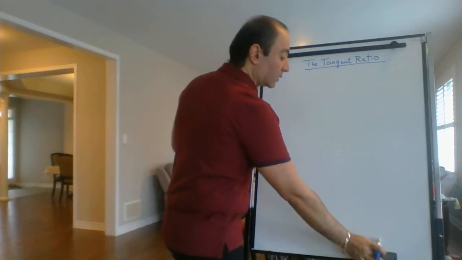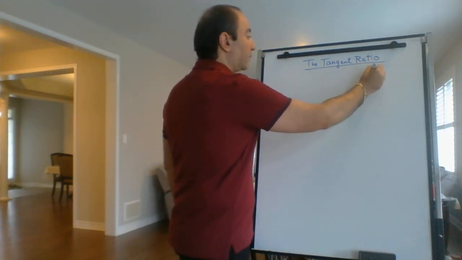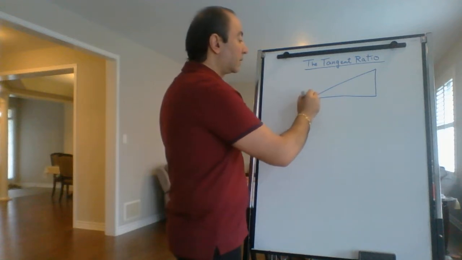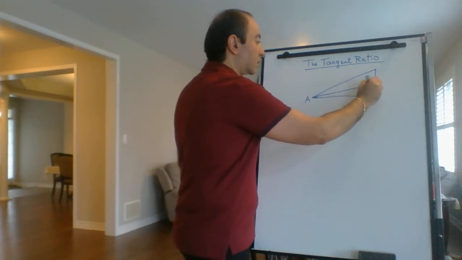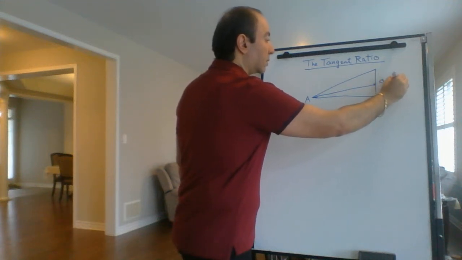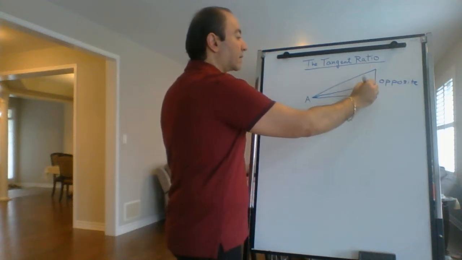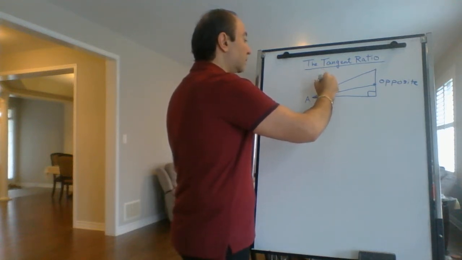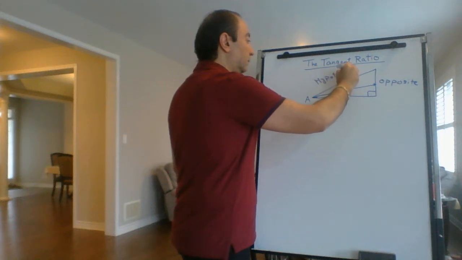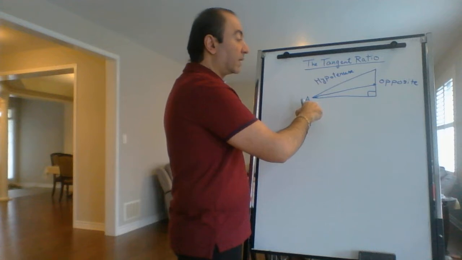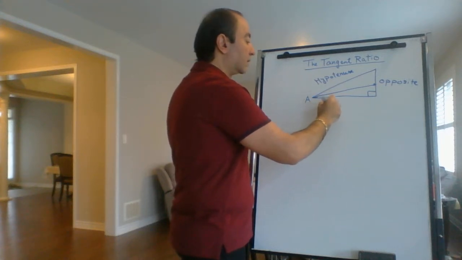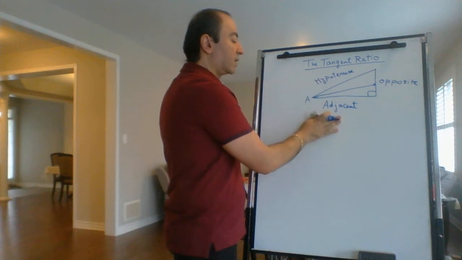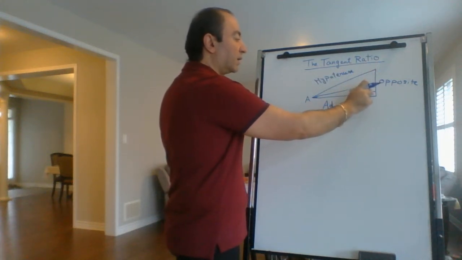The second thing I want to tell you is, if we have a right triangle, this is angle A. The side that's across from angle A is the opposite to angle A. The side that is opposite to the 90 degree angle and the longest side in the right triangle is called the hypotenuse. The side that's next to angle A and is not the hypotenuse is called the adjacent side.